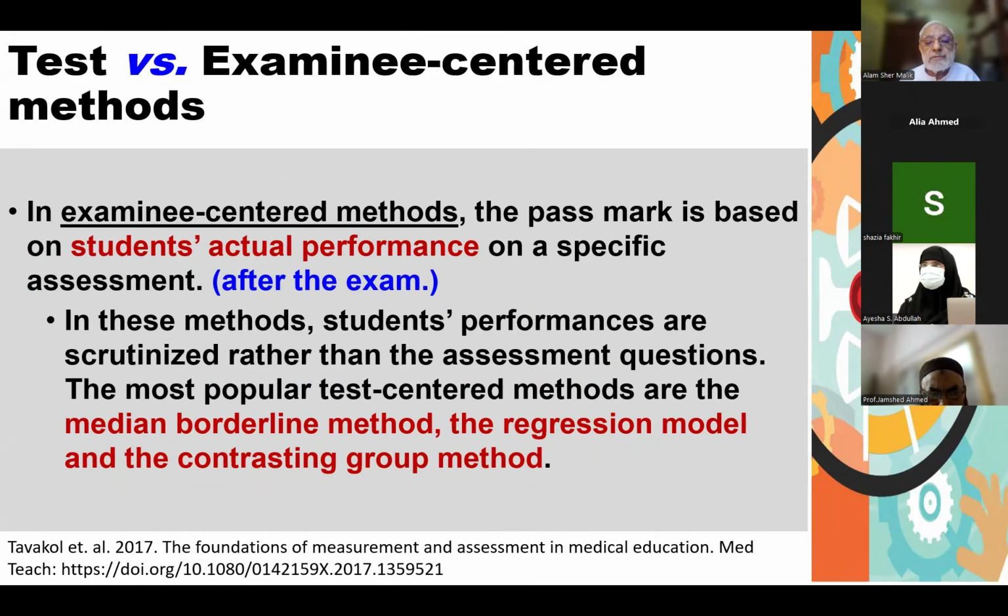Like in these methods, students' performance is scrutinized rather than assessment questions, and the most popular centered method is the borderline regression model, which we will be going into detail in a short while.